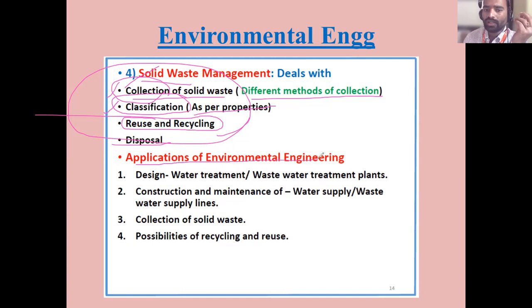Next, application of environmental engineering. Where is it applied? In the design of water supply engineering. Okay, this entire environmental engineering is applied in water supply engineering, which means in order to treat the water. Next, wastewater treatment plant. Next, construction and maintenance of the water supply and water supply lines. Construction and maintenance means if there is one new city in your place and there is no water treatment plant, you have to build one. I will call it WTP. WTP means water treatment plant. And one more is STP. STP means sewage treatment plant. Sewage is called wastewater. Okay.